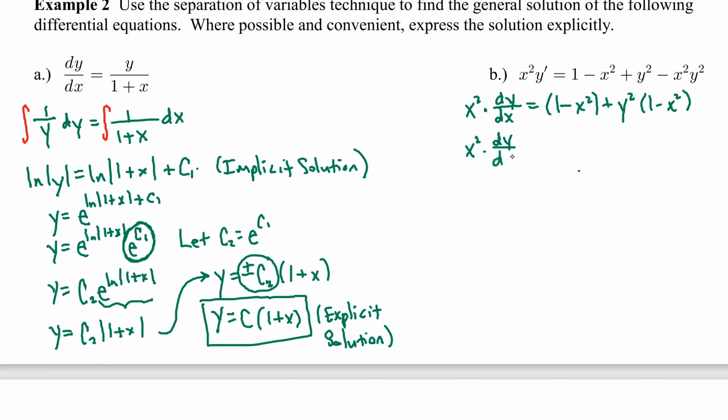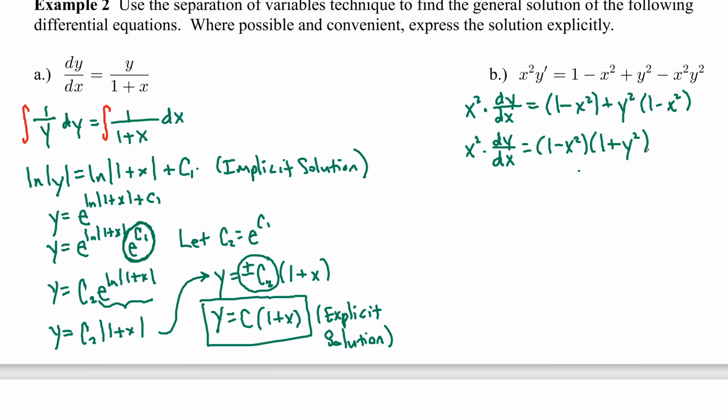The 2 terms on the right side now have a 1 minus x squared in common. So I'm going to factor that out, and that leaves behind 1 plus y squared. So notice the right side is a product of a function of x and a function of y, so this is a separable differential equation. So now my goal is to separate the variables. I want everything containing a y on the left, including the differential term, and everything containing an x on the right, including the differential term.